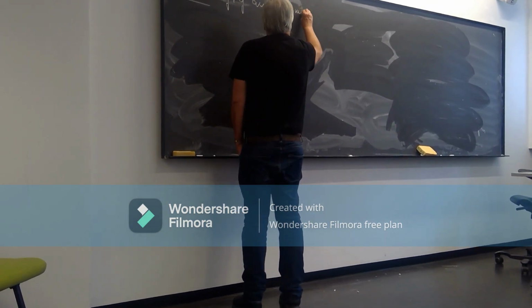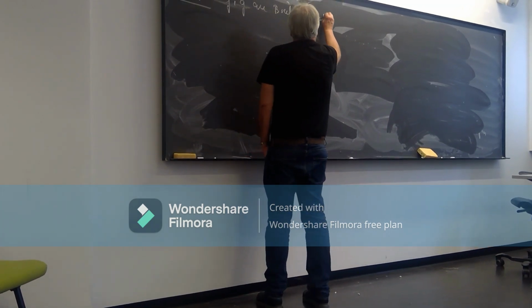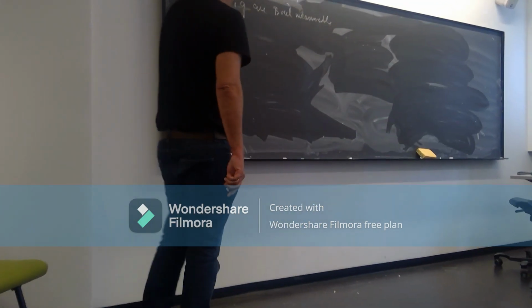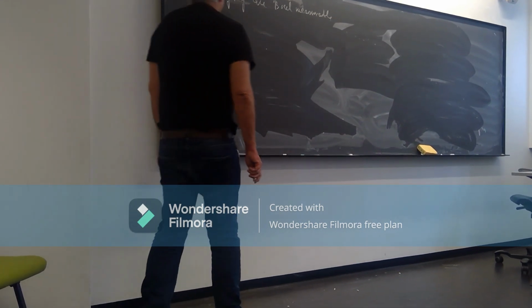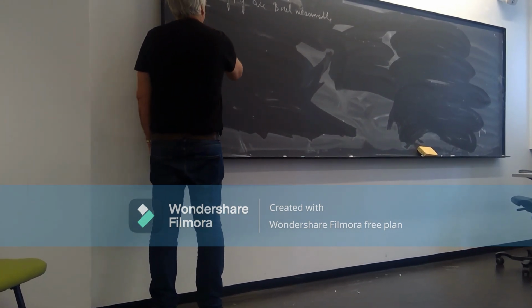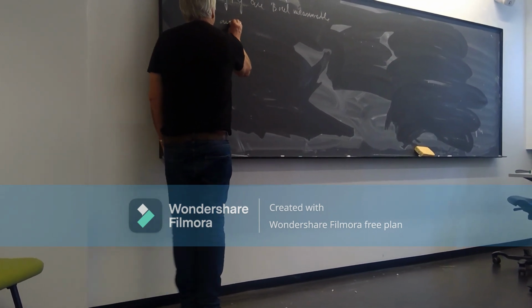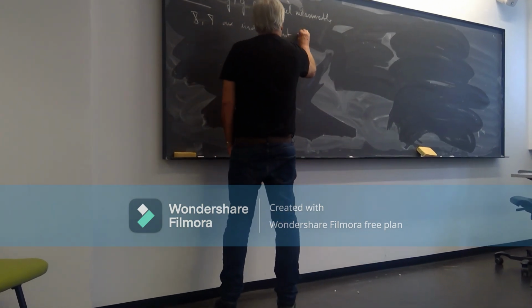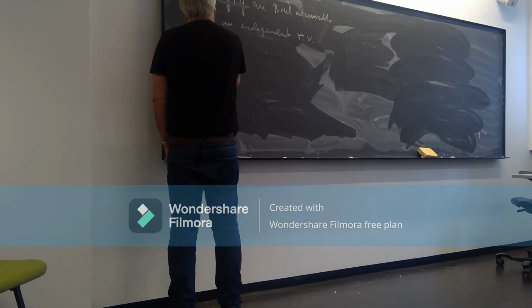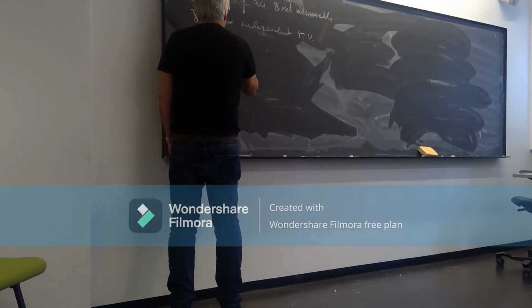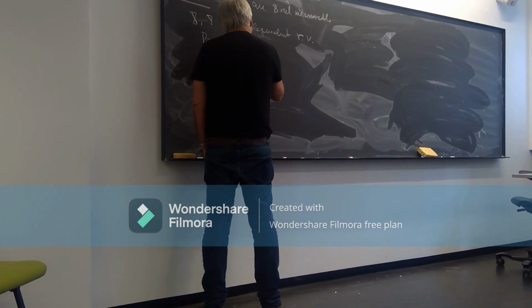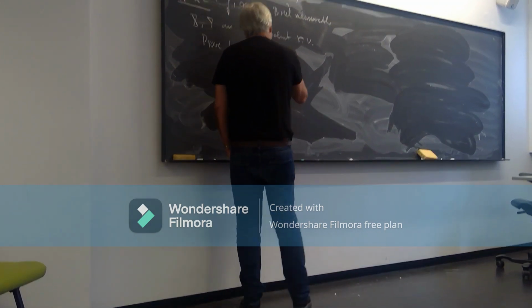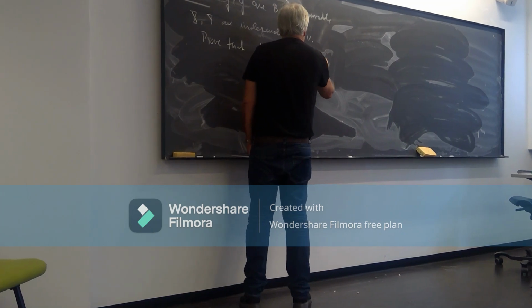So F and G are Borel measurable functions. So that means that they are measurable functions with respect to the Borel sigma algebra. And X and Y are independent random variables. And the task is to prove that f of x and g of y are independent.